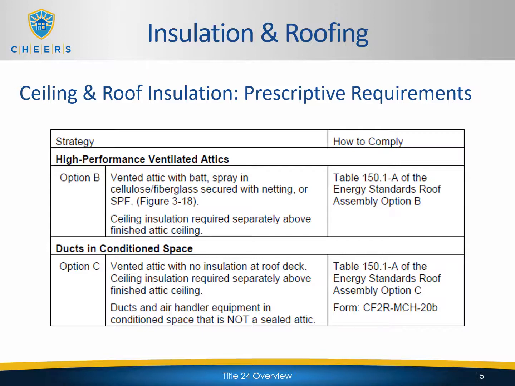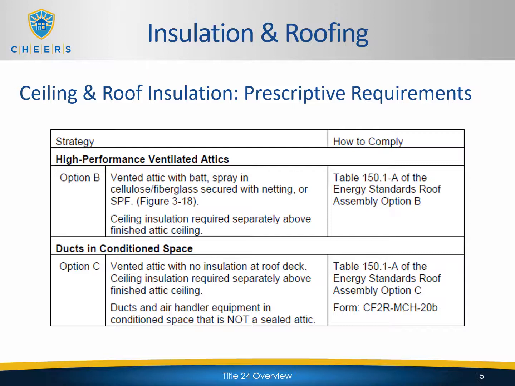assembly. So for option B, we're going to have insulation installed in two different locations. The first one is going to be at the underside of the roof deck, and the second one is going to be at the ceiling level. Each of these locations has a different R value requirement, and these are going to be dependent on the climate zone in which you're building, and we'll look at those here in a second. But you're going to have those in two different places. It's going to be a ventilated attic, and it's going to have insulation at both the underside of the roof deck as well as at the ceiling.